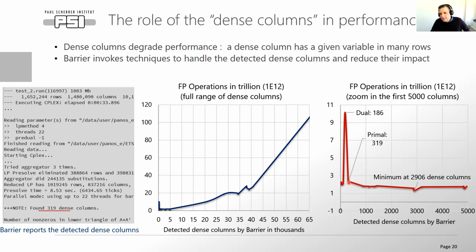If we explore the number of dense columns that barrier detects and further increase it in this particular model, we can see that it has a minimum at this point, where we get the fewest floating point operations. So it's worth detecting where this minimum is, and then instructing barrier to detect that many dense columns. The question is how to detect this minimum.